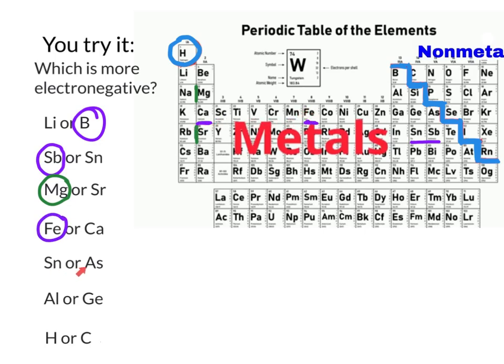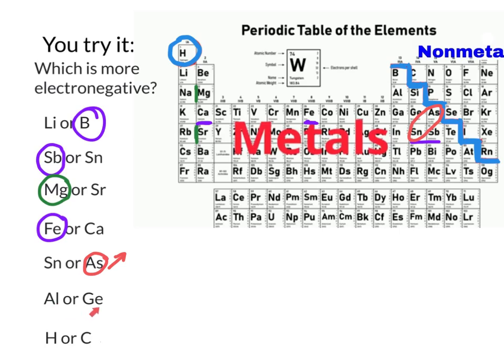And tin and arsenic, so Sn and As, we find them over here, over on the nonmetal end of the world, and we see that they're both metals, but tin is below arsenic, and tin is also to the left of arsenic. And that tells us then that arsenic is more electronegative, because both of them are saying arsenic is more electronegative. And now I have the trick question.